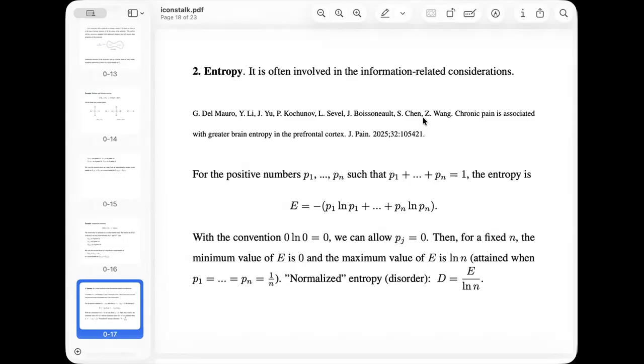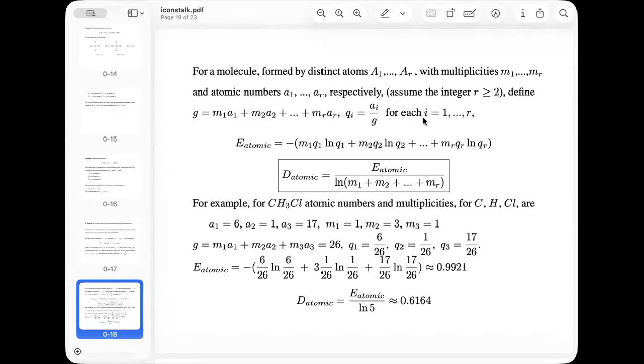Physicists and statisticians sometimes prefer to divide this number by the maximum value to obtain the number which is between 0 and 1. In physics, it's called disorder. I will denote the entropy by the letter E, and disorder, which is the entropy divided by the maximum possible entropy, by the letter D.